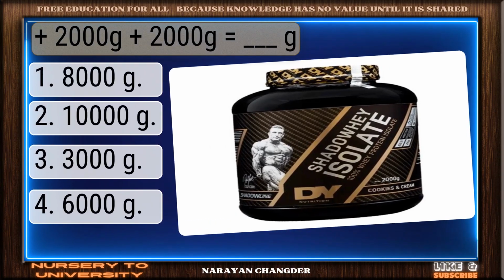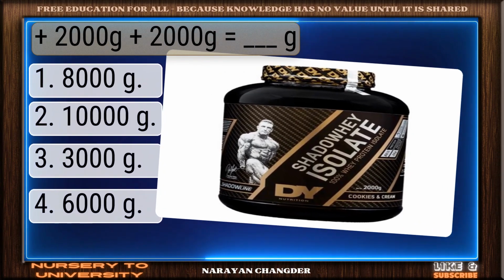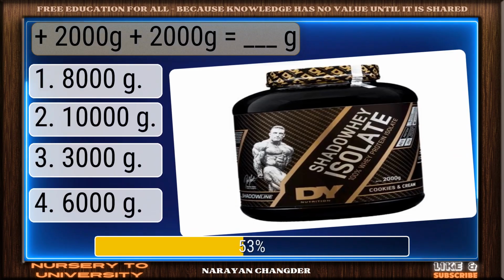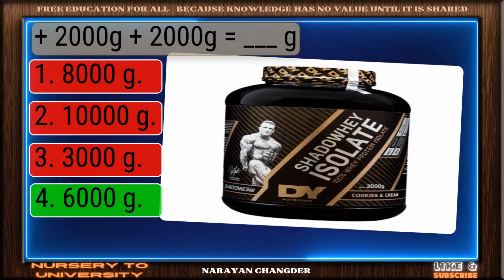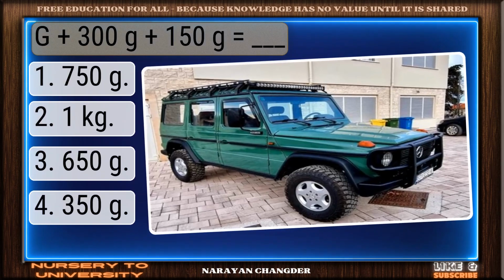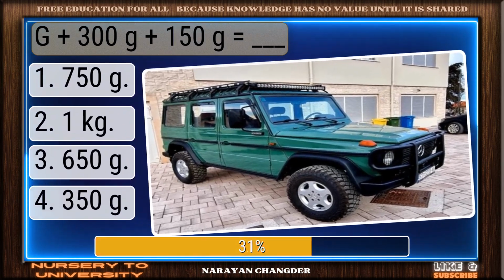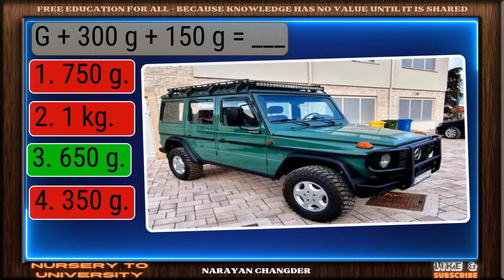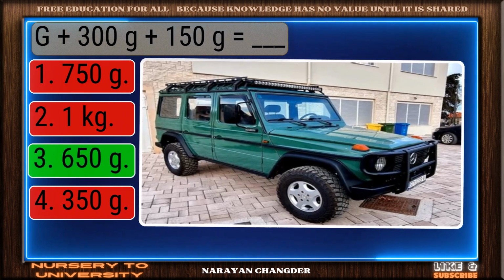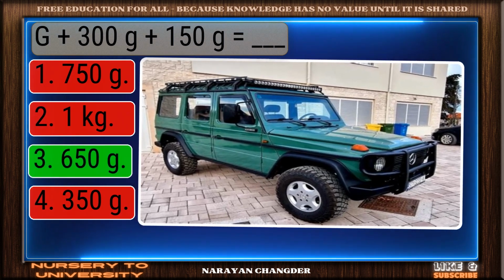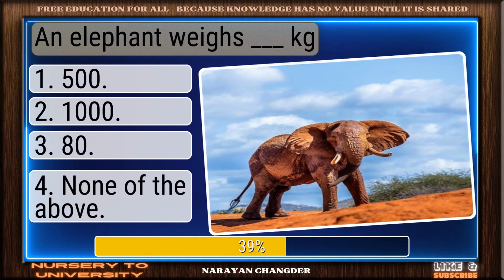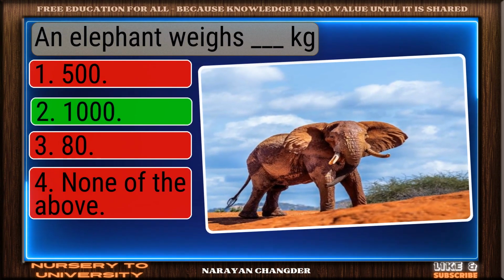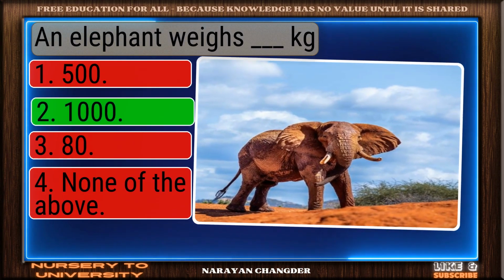Plus 2000g plus 2000g equal to dash g. Great job, 6000g is the accurate answer. G plus 300 plus 150g equal to dash. Sharp thinking. 6050g is the right choice. An elephant weighs dash kg. Well picked. 1000 is the correct answer.